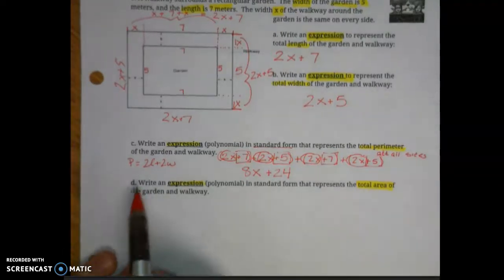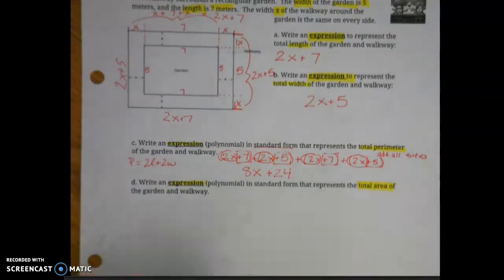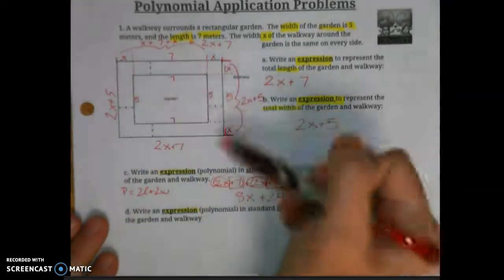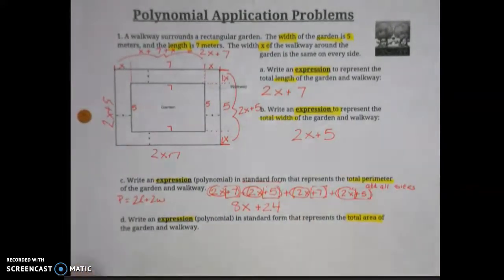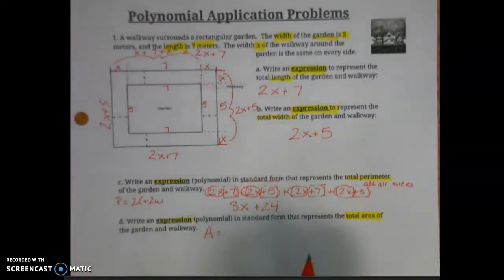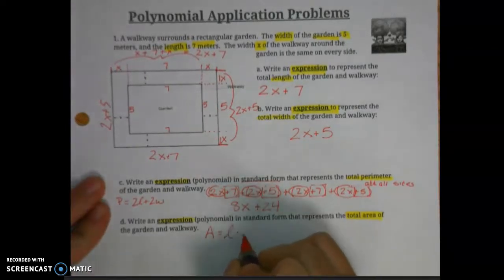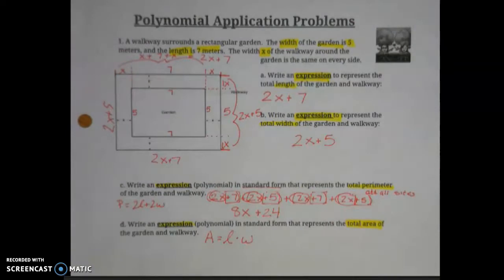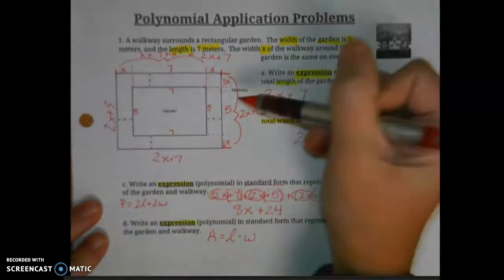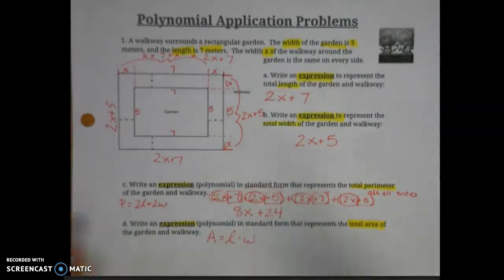Okay. Now I want to write an expression that represents the total area of the garden with the walkway. So that's the space on the inside. There is a formula for area. Hopefully you remember it from, I guess you did it in 6th grade. You probably did it in 7th grade as well. But the area of a rectangle is length times width. Okay, so I have to take the length of the rectangle and multiply it by the width of the rectangle. So really I'm taking these two expressions and multiplying them together.